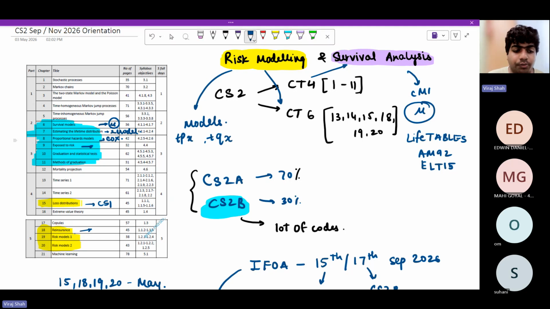Then comes chapter number 9, exposed to risk, one of my favorite chapters. Again, 6, 7, 8, calculation-wise, is very simple. It is very easy to understand. So you are not going to have any problem. 6, 7, 8 is also going to be very interesting for you.